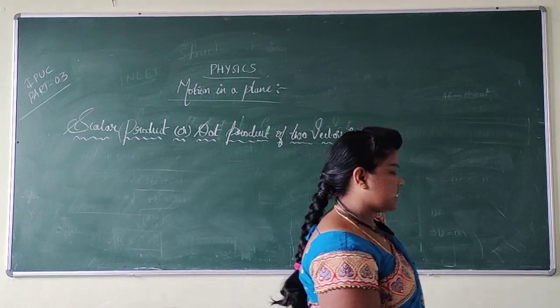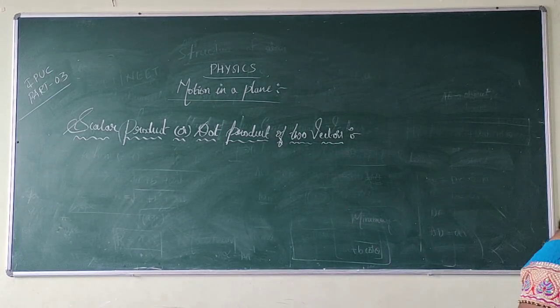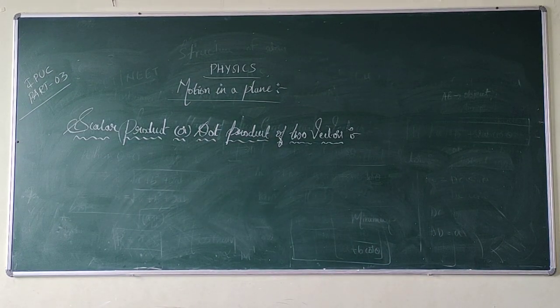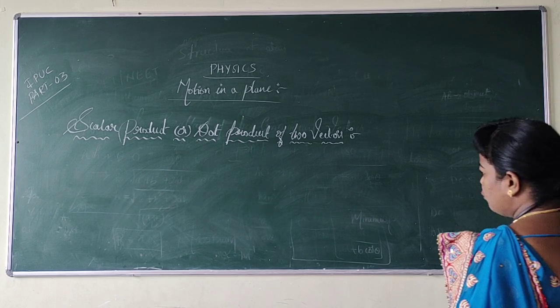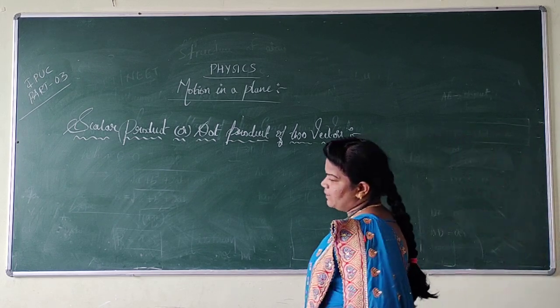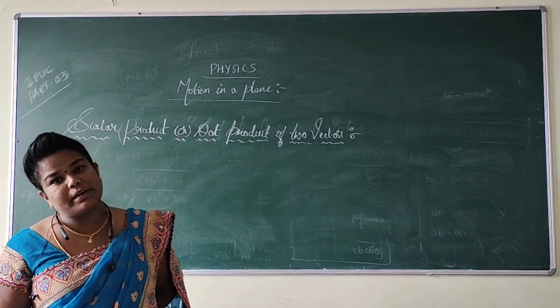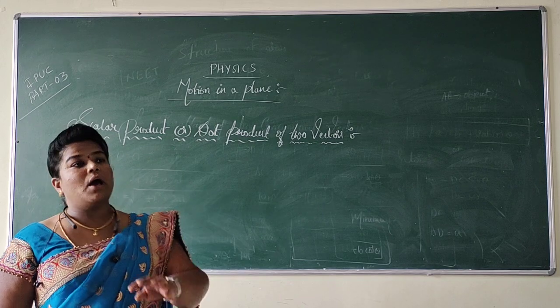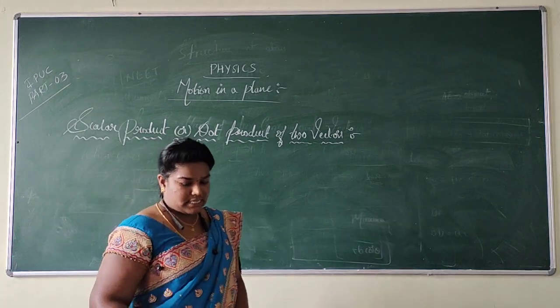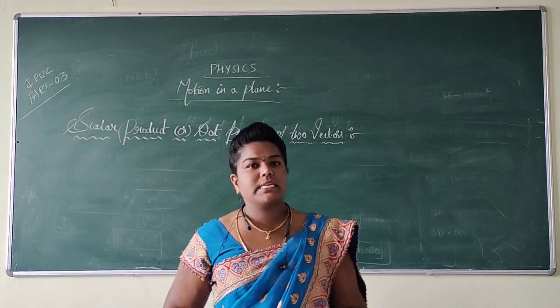While defining the scalar product of two vectors, suppose we have two vectors, A and B. Then how to multiply those two vectors? Multiplying them can be done simply by A into B. It's very easy to say, but it's very difficult to come to a conclusion when we are discussing many physical quantities.